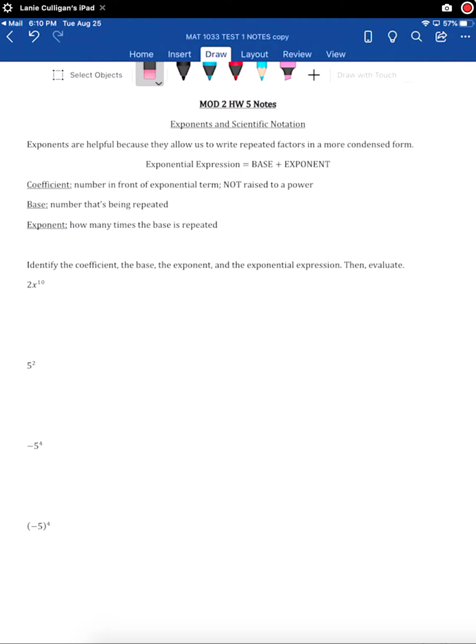So if I were to write this out, we have 2x to the 10th power. So that 10 is only applied to whatever is directly underneath it. So it is only applied to the x. So I just have 1, 2, and I have 10 x's. So if I were to write it out, that would be what it would look like. 2 times x times x times x all the way 10 times. So that coefficient is the number out front that is not raised to a power being repeated. So in this case, that is going to be our 2.